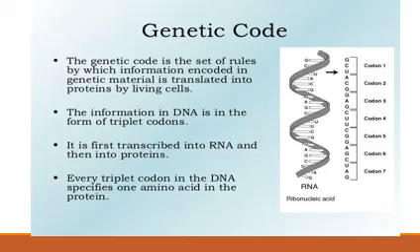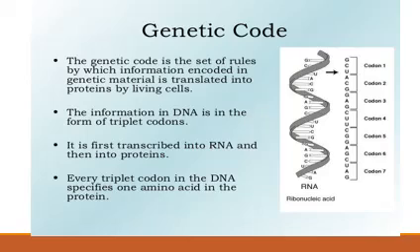The genetic code is a set of rules by which the information encoded in the genetic material, that is DNA, is translated into the language of amino acids, that is, into a protein molecule, by living cells. The information in DNA is in the form of triplet codons. Now, what is a triplet codon? The triplet codon is made up of 3 bases. So, as you can see in the figure, codon 1 is made of 3 bases G, C, U. Each of these codons will specify a particular amino acid.